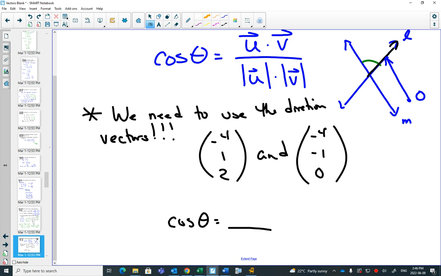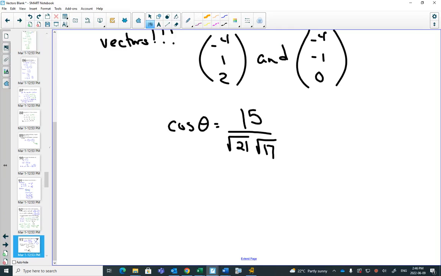Remember, the dot product means multiply corresponding elements and add them up. So you would get 16 plus a -1 plus 0 is 15. The length is just a squared plus b squared plus c squared because we're in 3 dimensions. So 16 plus 1 plus 4, 21. And 16 plus 1 plus 0, 17.